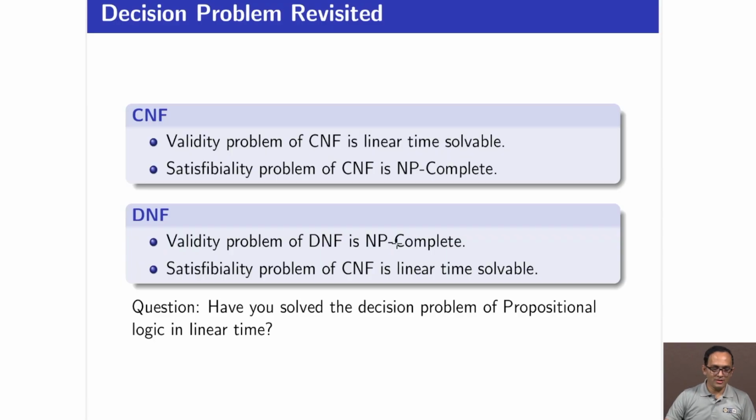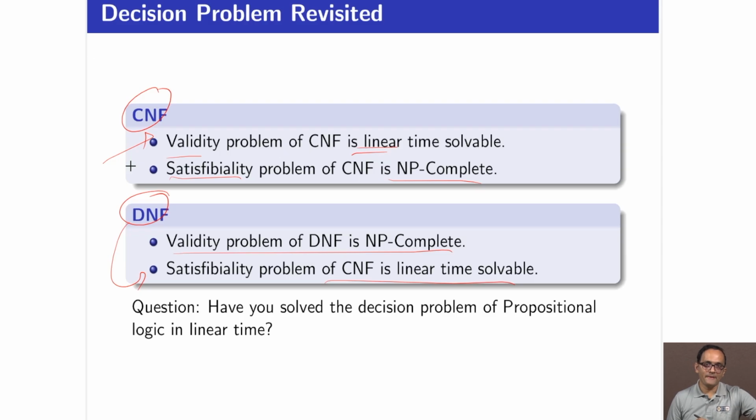Okay. We will discuss the Tseitin transformation in the subsequent class, but today before concluding, you might get confused. What you have learned is that for CNF, the validity problem is easy, linear time solvable, and the satisfiability problem is NP complete. For DNF, the validity problem is NP complete and the satisfiability problem is easy, linear time solvable. Now you might think, what is the problem? If I have to solve satisfiability, I will convert into DNF. If I have to prove validity, I will convert into CNF, because in both cases it is linear time solvable. That would mean you have solved this decision problem of propositional logic in linear time, even though it is known to be NP complete.